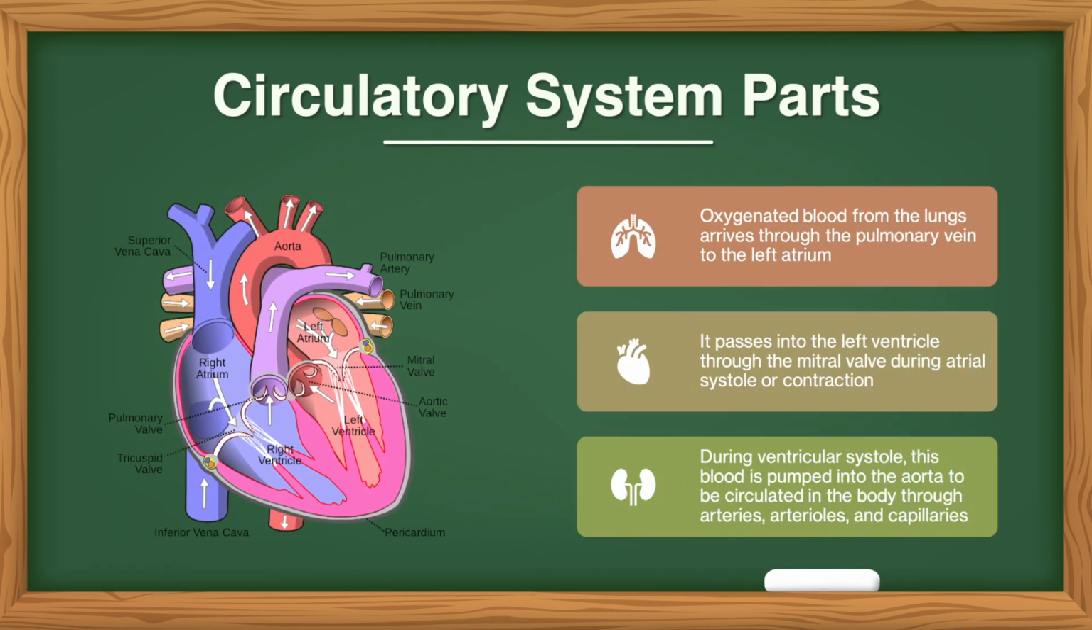Oxygenated blood from the lung arrives through the pulmonary vein to the left atrium. It then passes into the left ventricle through the mitral valve during atrial systole, or contraction. During ventricular systole, this blood is pumped into the aorta, which has to be circulated in the body through arteries, arterioles and capillaries.